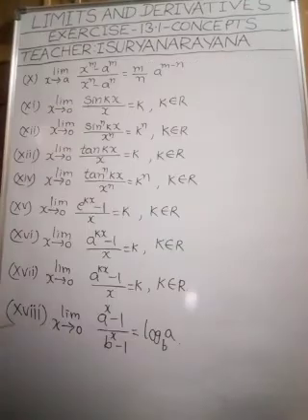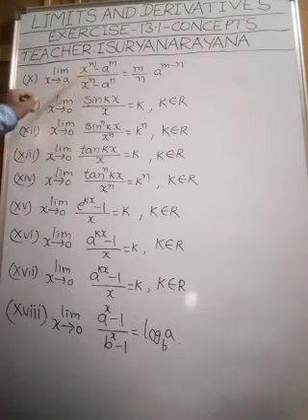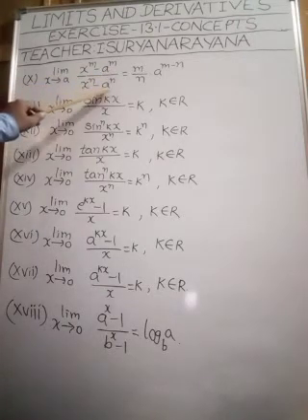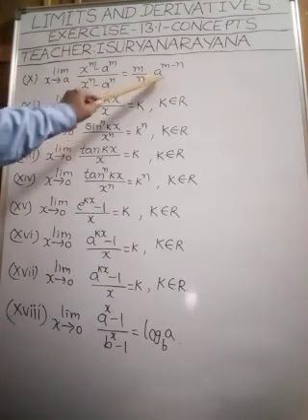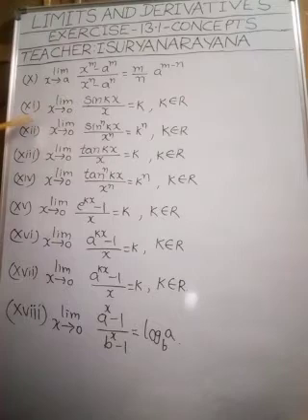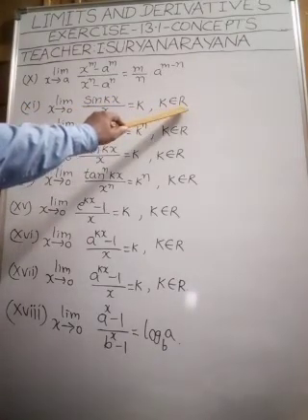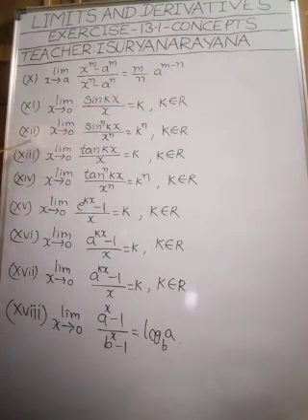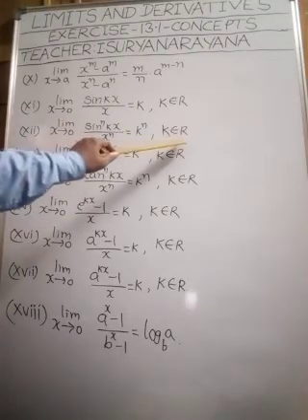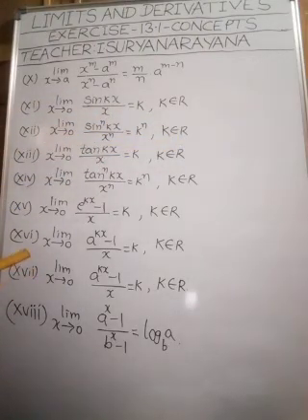Come to some more standard limits. 10th one, as x tends to a, limit of x power m minus a power m by x power n minus a power n is equal to m by n a power m minus n. 11th one, as x tends to 0, limit of sin kx by x is equal to k, where k belongs to real numbers. K is any real number. 12th one, as x tends to 0, limit of sin power n kx by x power n is equal to k power n, where k belongs to r. These can all be used as formulae in evaluating the limits of the functions.